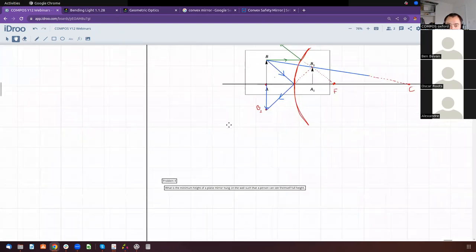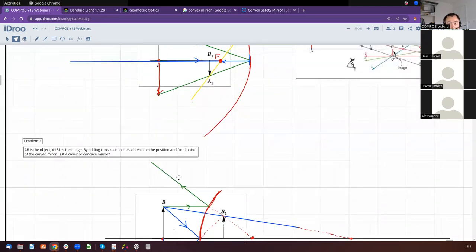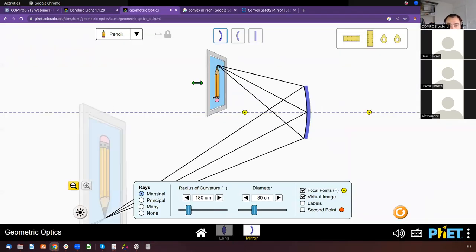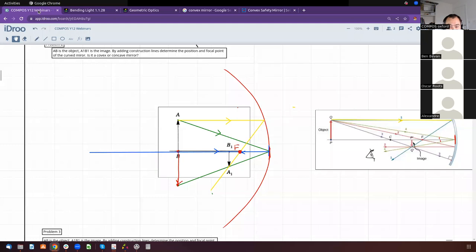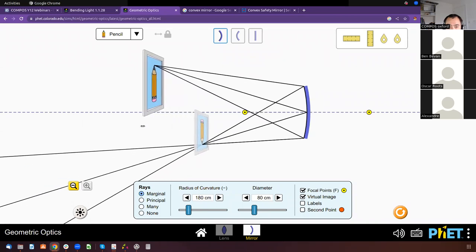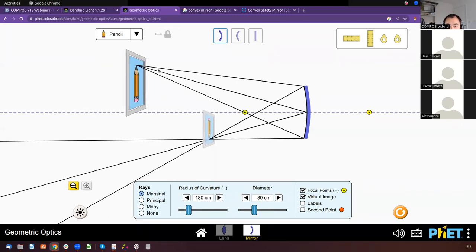Okay, so problem, oh, you know what? I want to go through these here because I have this geometric optics. I can use the mirror. So where was the object? The object was AB and the focal point was here. The object was somewhere here. Here it is. The rays come like this, principle.